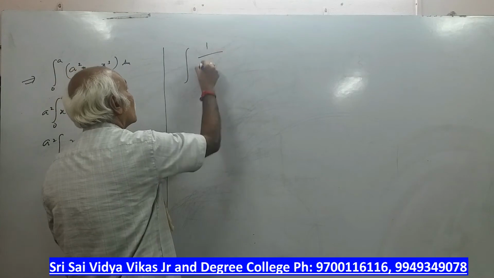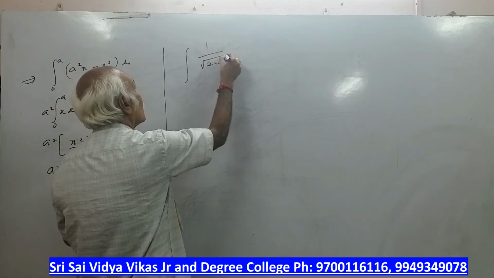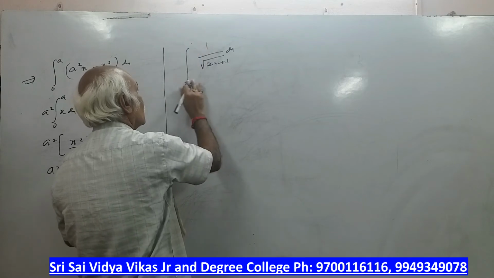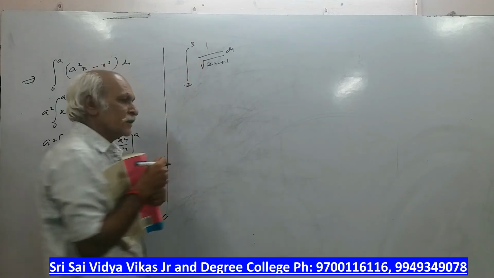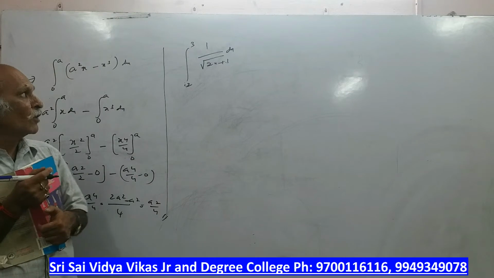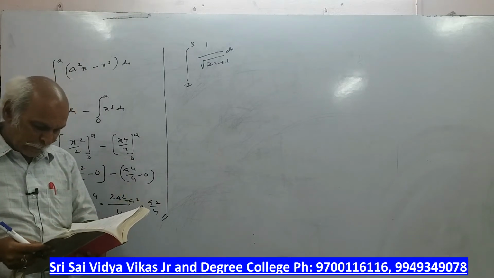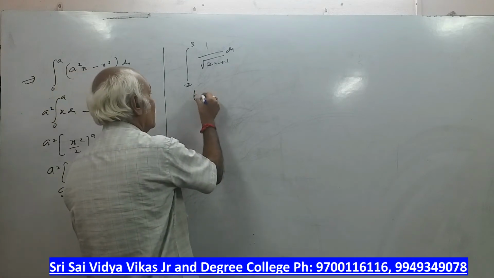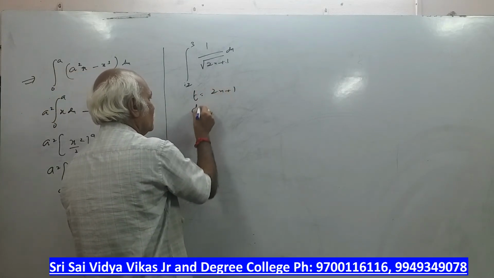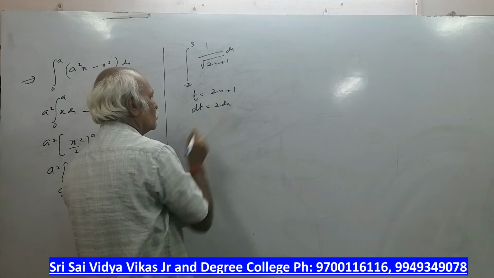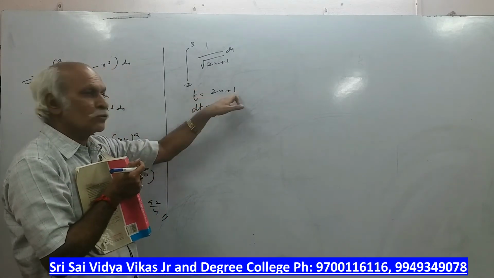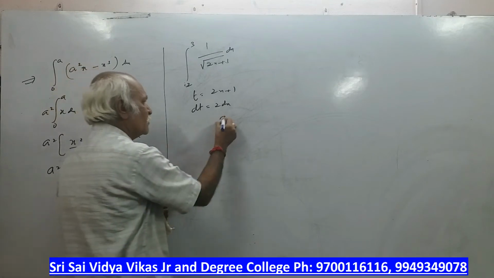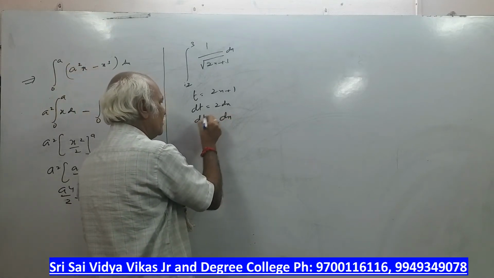Integration of dx from 2 to 3. Now from here please understand, 1 by root of 2x plus 1. So t is equal to 2x plus 1, dt is equal to 2 dx. Now dx is equal to dt by 2.